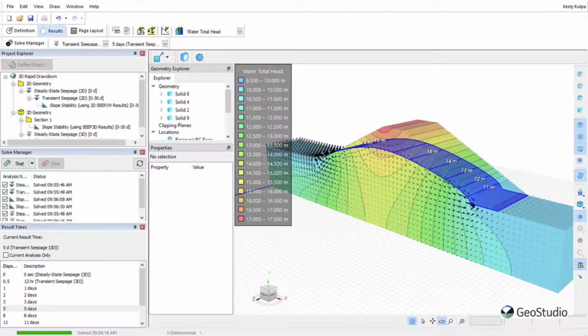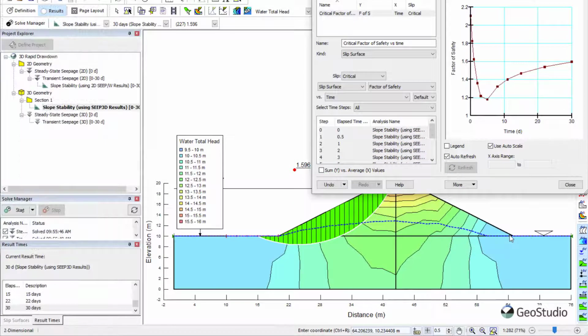Let's look at one more embankment example. In this example, both 2D and 3D geometries are used to consider the rapid drawdown of a reservoir on the pore water pressure conditions in an embankment. Both the 3D and 2D pore water pressure results can be used in a 2D slope stability analysis to review the changes in the factor of safety over time. This example is very simple, but you can imagine the possibilities of comparing the influence of adding the third dimension to your project, all within the same project file, using the same list of materials and boundary conditions.